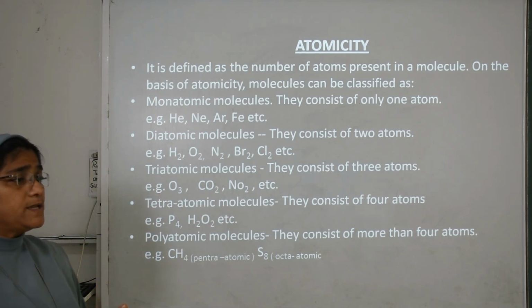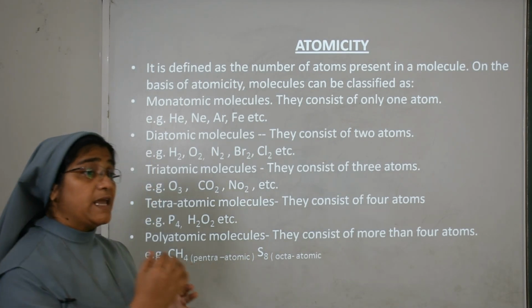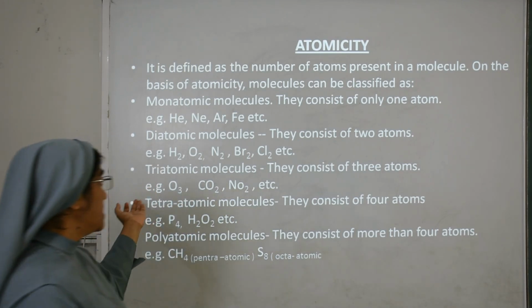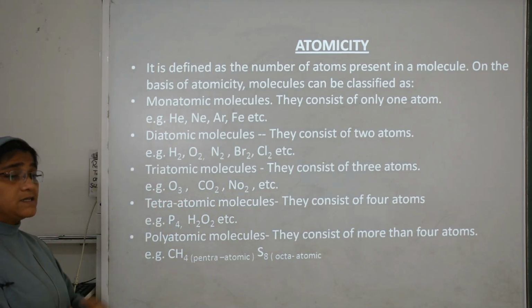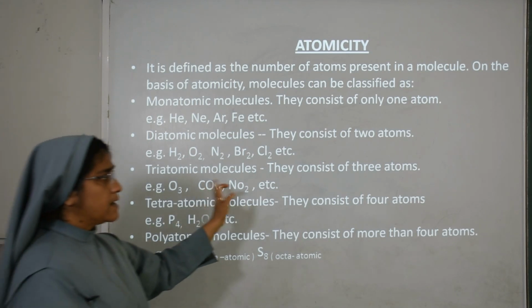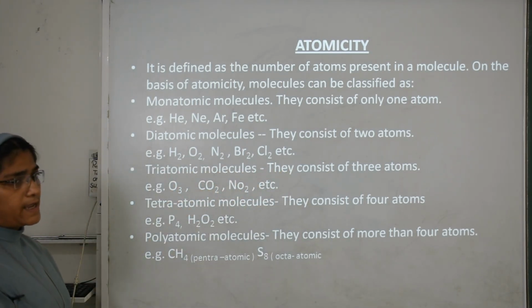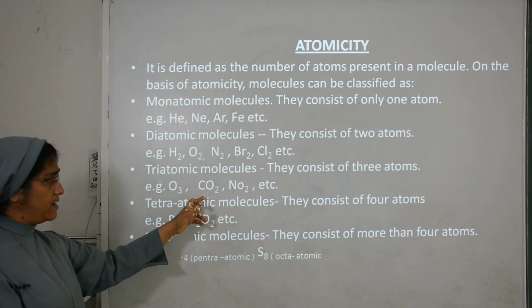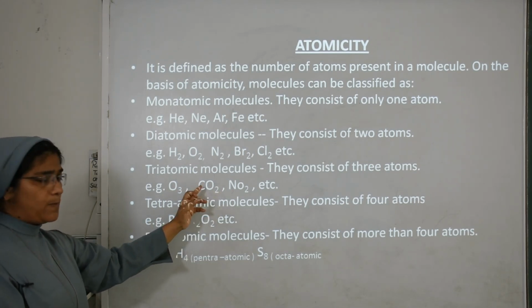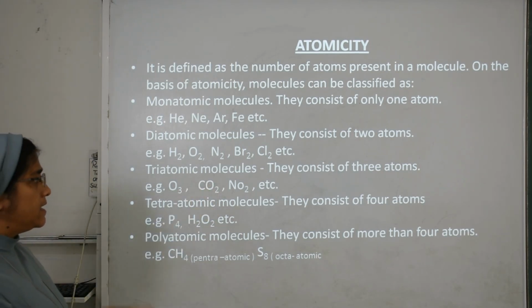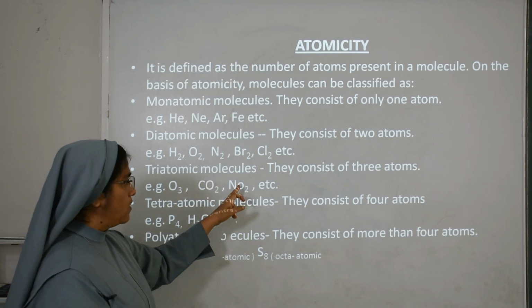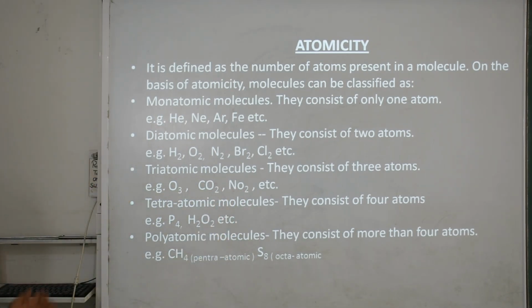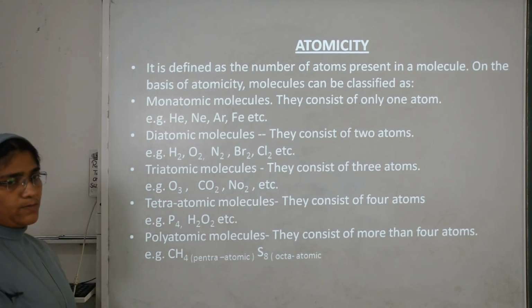Now we will study the triatomic molecule. Triatomic molecules are made up of 3 atoms. Here we can see ozone, O3: how many atoms? 3 atoms, so it is a triatomic molecule. Now carbon dioxide: C has 1 atom, O has 2, so 2 plus 1 is 3 atoms. Now NO2: N has 1 atom, oxygen 2 atoms. How many atoms are there?